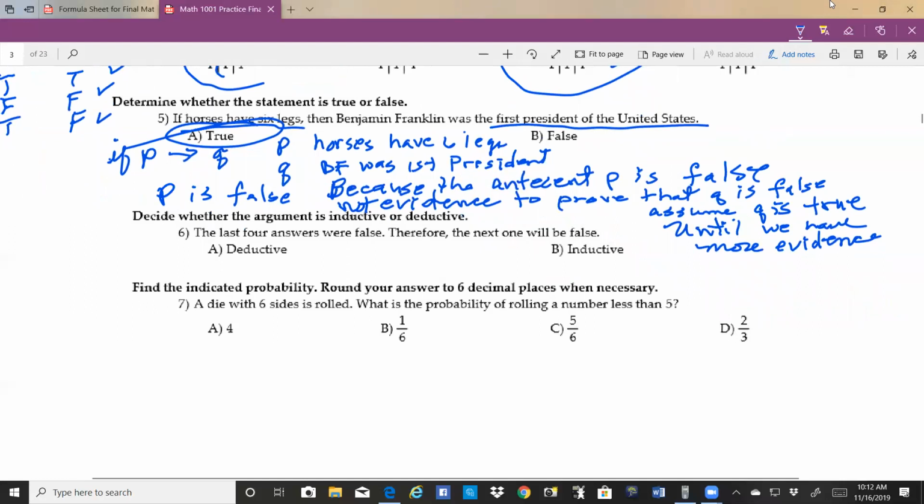Number 6, determine whether the argument is inductive or deductive. The last 4 answers were false, therefore the next one will be false. Is an inductive based on observations that may or may not carry forward and be true, but that's something you might assume if the last 4 were false. This inductive argument is weak, but you might think that if the same thing happened on the previous 4, maybe it's going to happen on the next one.